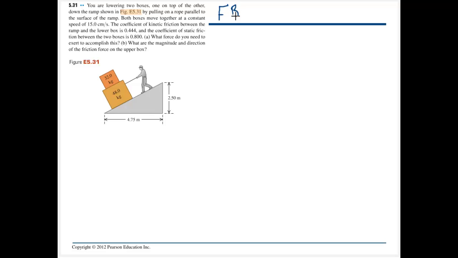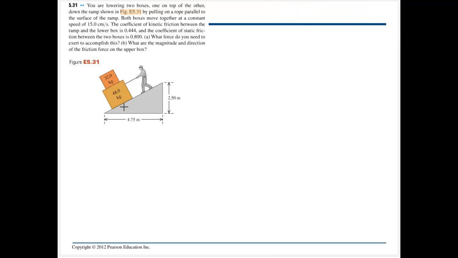ahead and draw your free body diagrams, because once you have those set up properly, then all you have to do is say sum of the forces in the x direction is equal to the mass times the acceleration in the x, the same for the y, and at that point it's really just algebra solving for these problems.